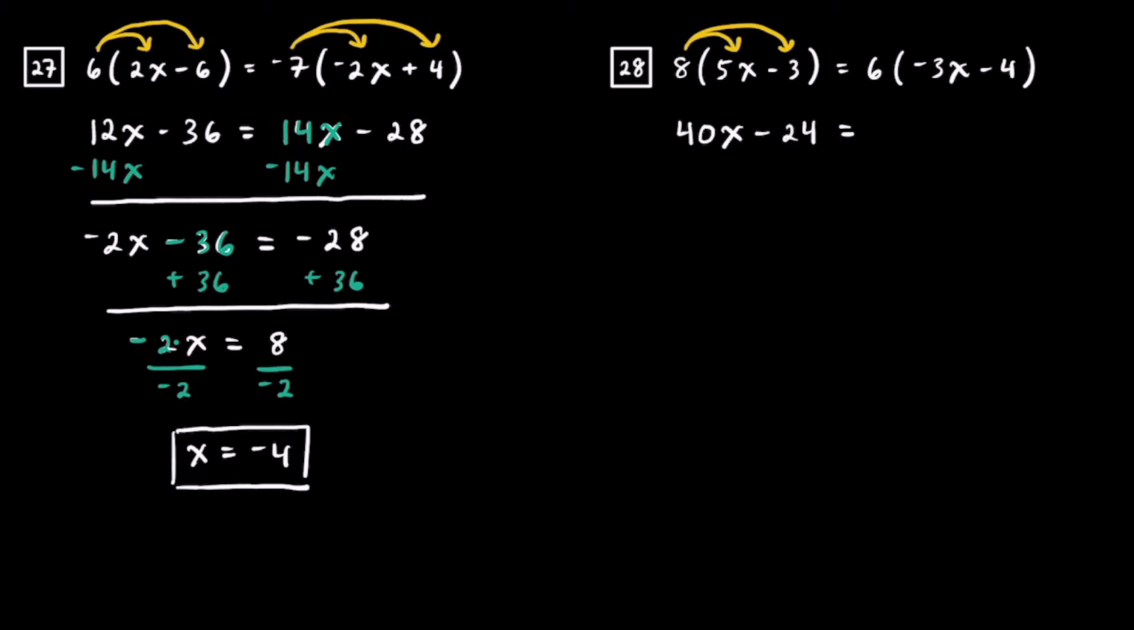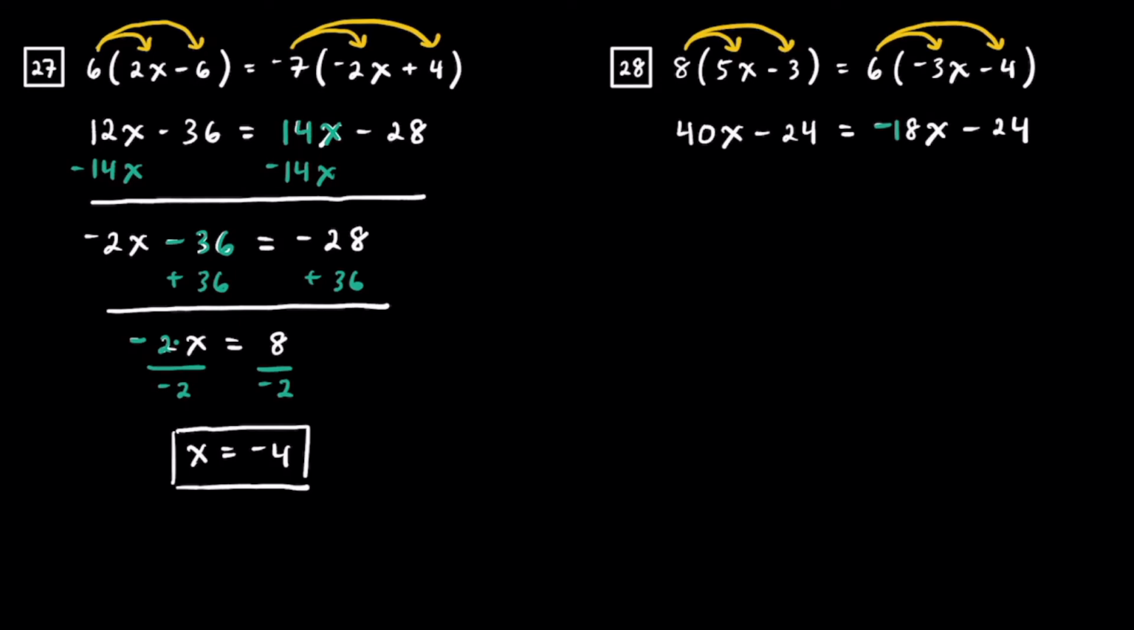And then on the right side, we have to distribute as well, so 6 times negative 3 is going to be negative 18, so we have negative 18x. And we also have this 6 times this negative 4, and that's going to equal negative 24. Okay, so we have variables on both sides. Let's try to get them to the same side on the left.